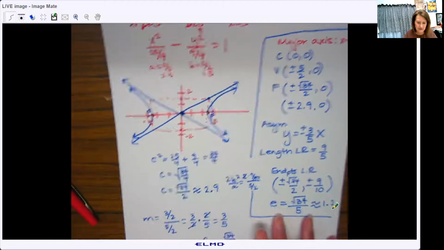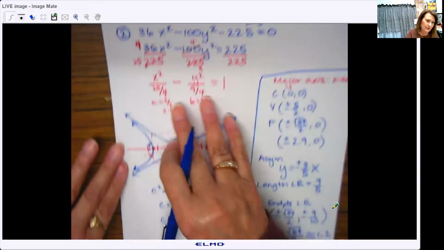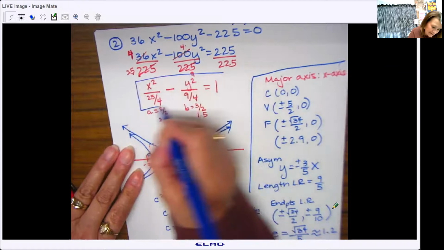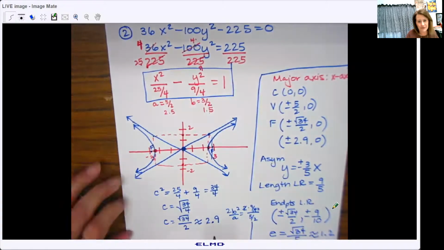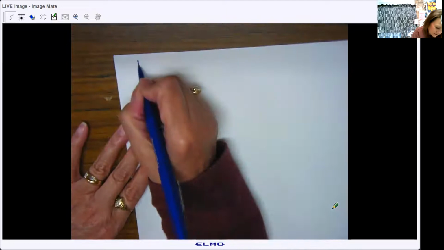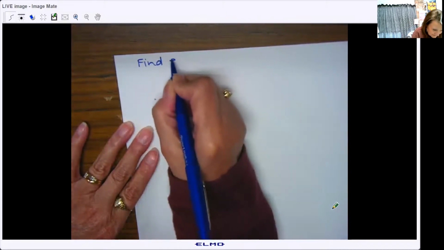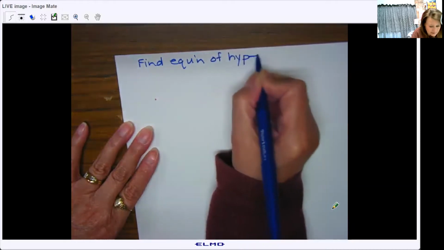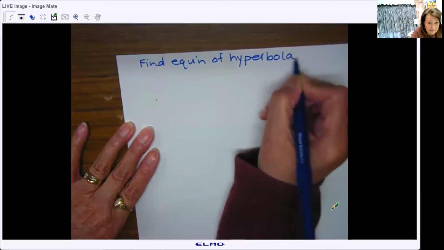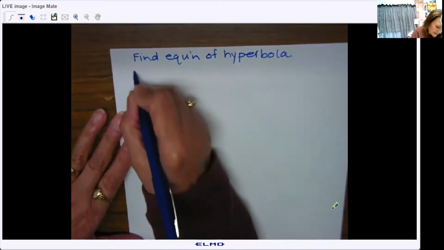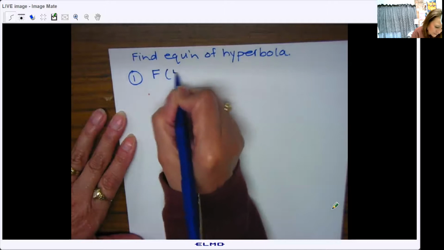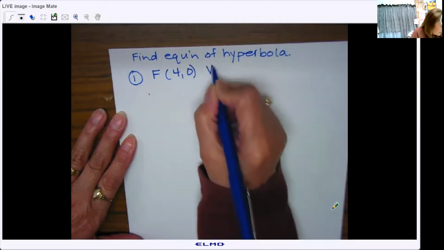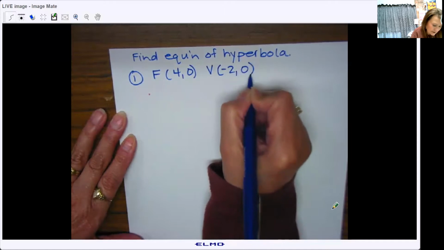Okay, the next thing we're going to do is I'm going to give you some information and we're going to write the equation in standard form for the hyperbola. Let's do it. So find the equation of the hyperbola. They tell us it's a hyperbola, so we know the form of it. First problem: they tell us a focus is at 4, 0 and a vertex at negative 2, 0.